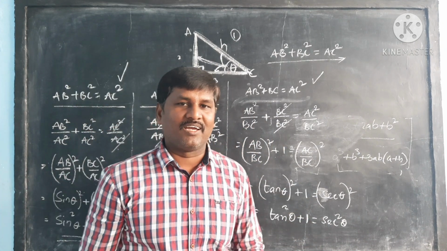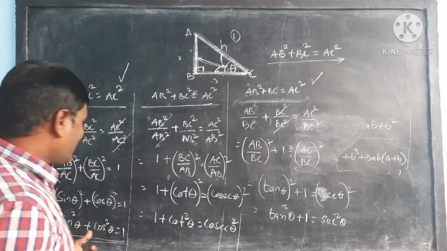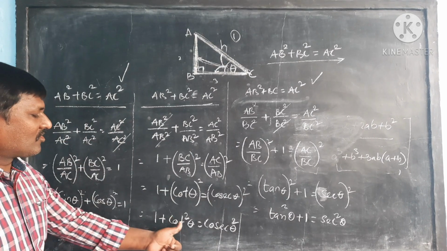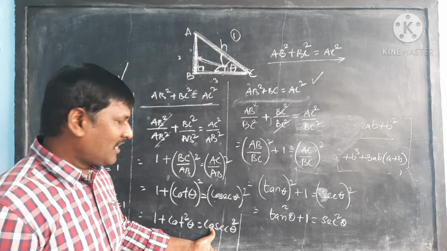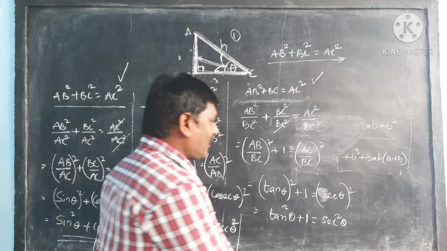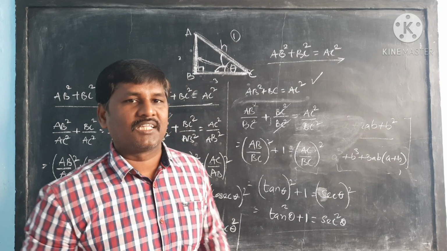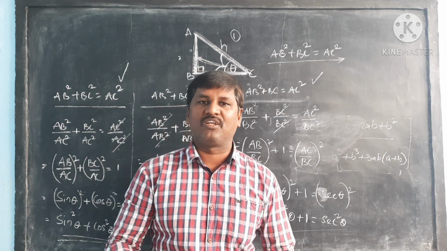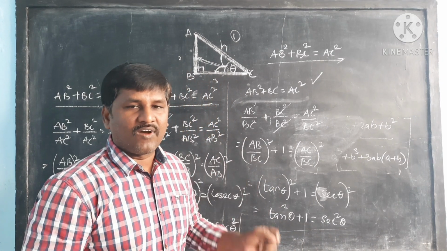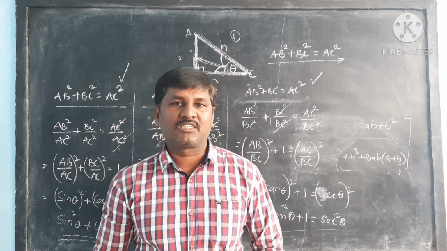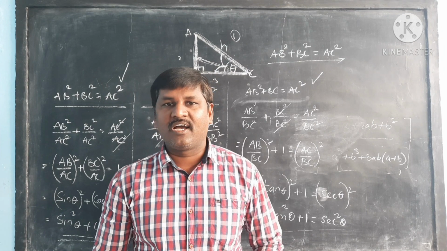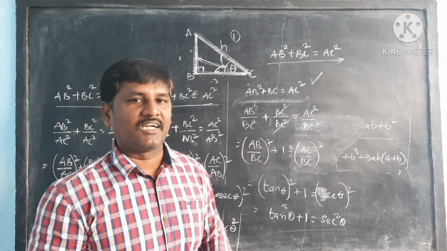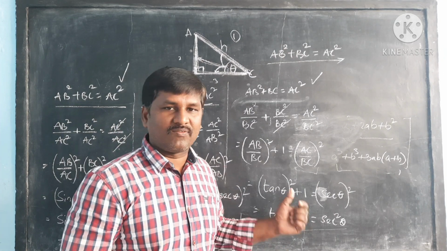We have derived here the three identities. They are sin square theta plus cos square theta is equal to 1, 1 plus cot square theta is equal to cosec square theta, and the third one is tan square theta plus 1 is equal to sec square theta. These are the three basic trigonometric identities, very useful in trigonometric and algebraic work. So I request you all, you must know the derivation of all these trigonometric identities. I hope you could understand it.